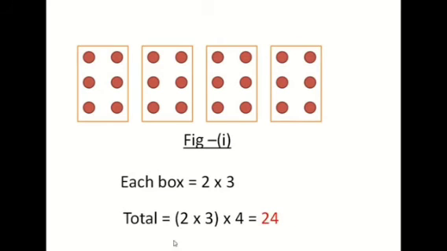So the total, how much will it be? 2 into 3 multiplied by 4. So 2 into 3 gives you 6. If you multiply by 4, it will give you the product as 24. Okay.